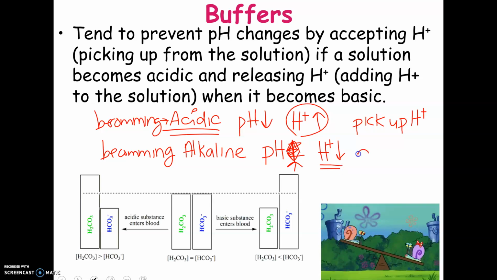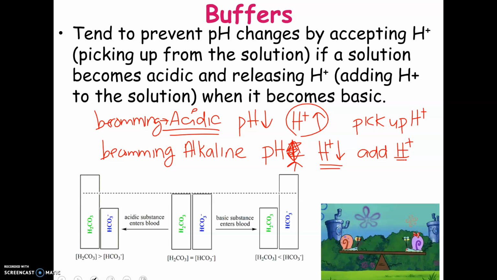So what would the buffer do? The buffer could add hydrogen ions to counteract it. So a buffer is sort of pushing the solution back towards what it originally was. A good buffer example is hydrogen carbonate.